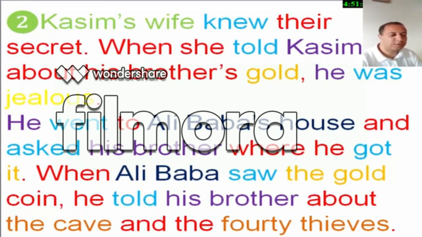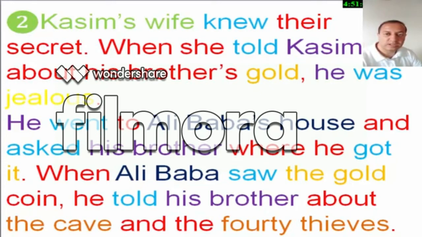Now as you see, we have arrived at the second passage in today's lesson, and of course we are going to make the first reading. It should be fast to train our ears and also our tongue how to pronounce and read fast. Listen please. The first reading, passage number 2. Qasim's wife knew their secret. When she told Qasim about his brother's gold, he was jealous. He went to Ali Baba's house and asked his brother where he got it. When Ali Baba saw the gold coin, he told his brother about the cave with the 40 thieves.